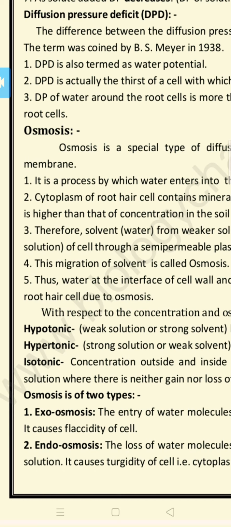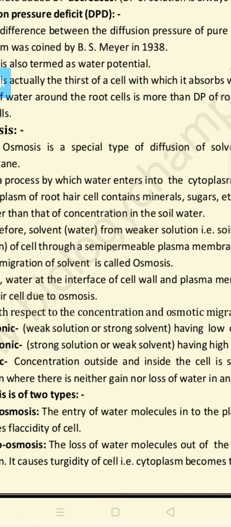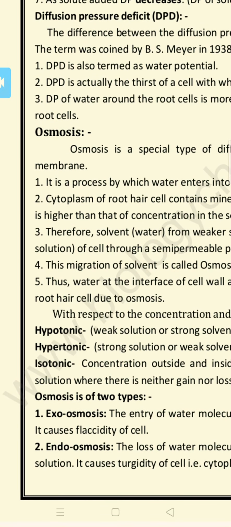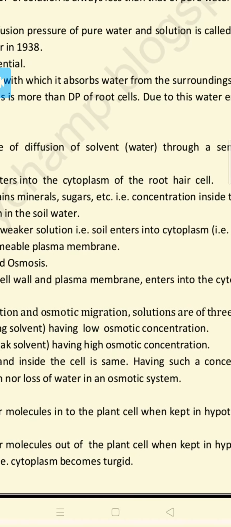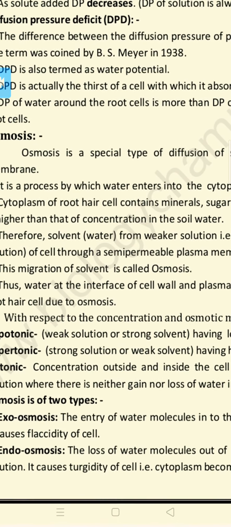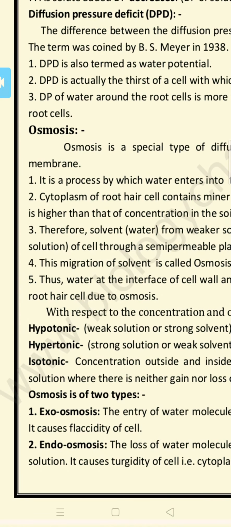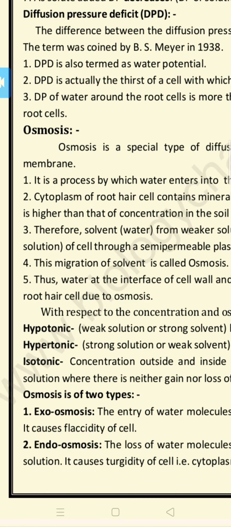The first one is hypotonic. Hypotonic is a weak solution or strong solvent having low osmotic concentration. So the solution which has low osmotic concentration is called hypotonic. Remember, hypo means lower. So the solution having low osmotic concentration is called a hypotonic solution.